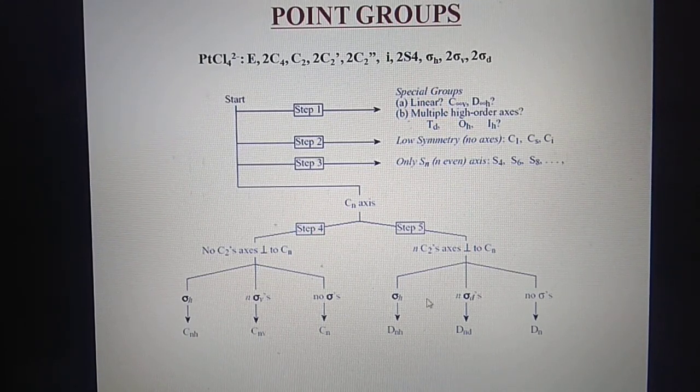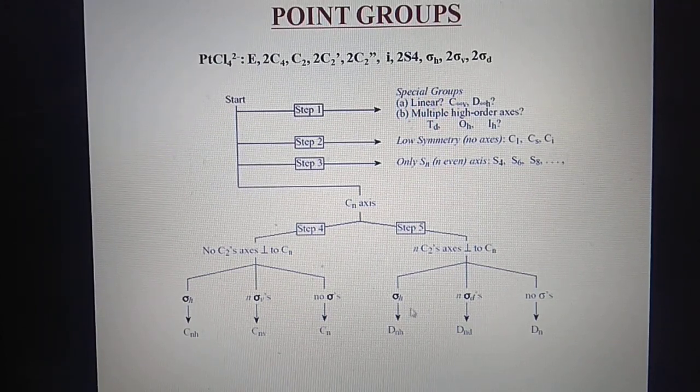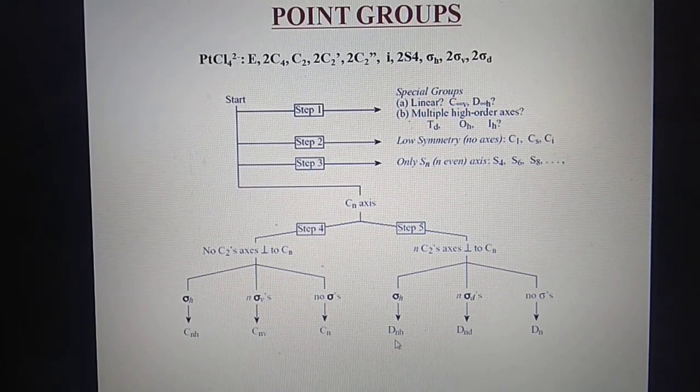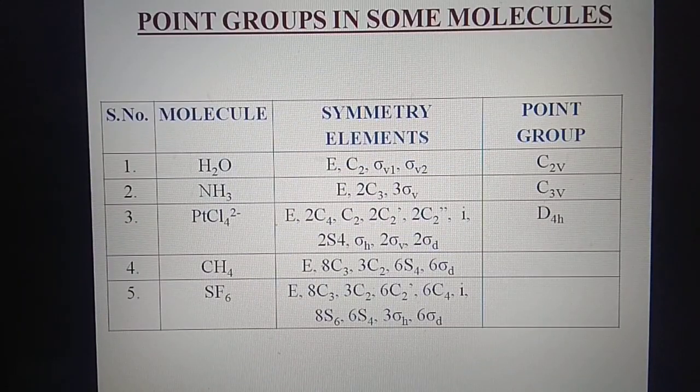Next we will see whether sigma h is present. Yes, sigma h is present in a square planar molecule. Hence, the point group for a square planar molecule is Dnh, and n value is 4. Hence, the point group for the square planar molecule is D4h.